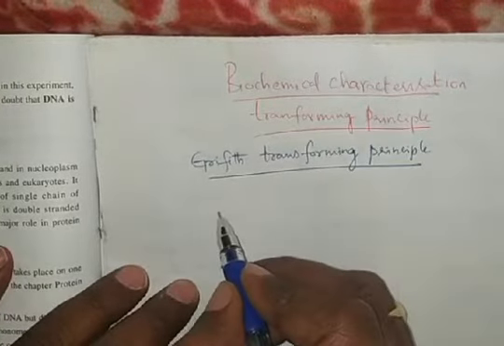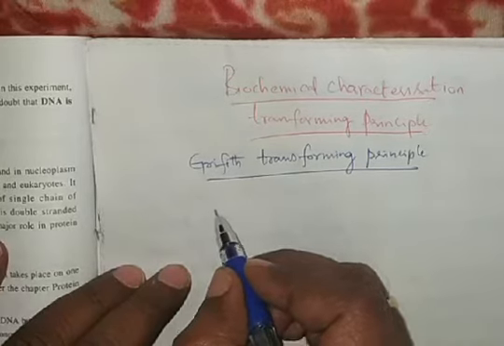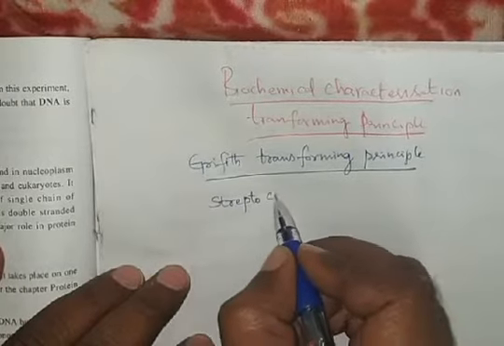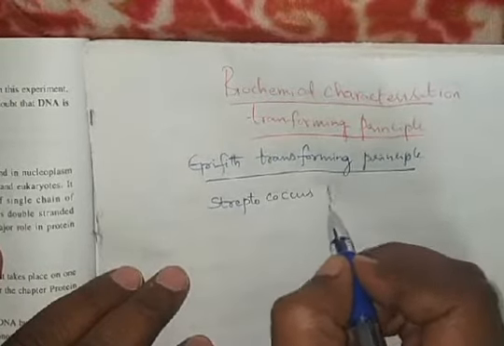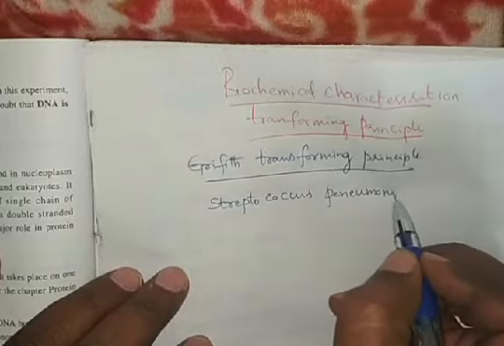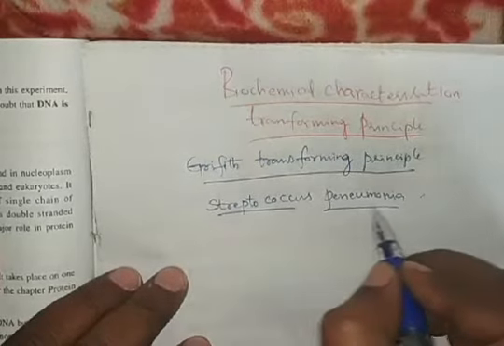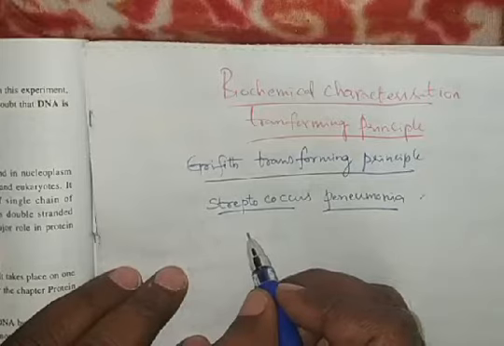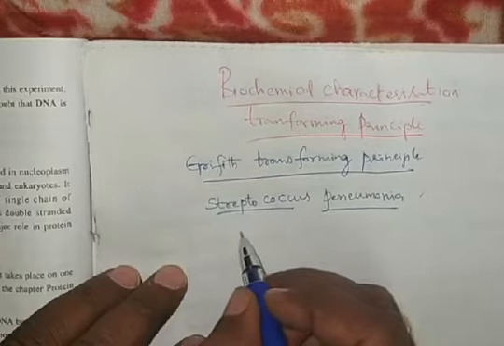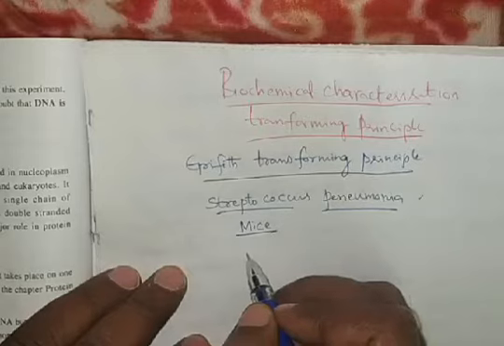So what are the strains selected by Griffith? The bacterial strain Streptococcus pneumoniae. It is a bacterium that causes pneumonia in mammals or animals, especially human beings. And he selected mice as the experimental animal.